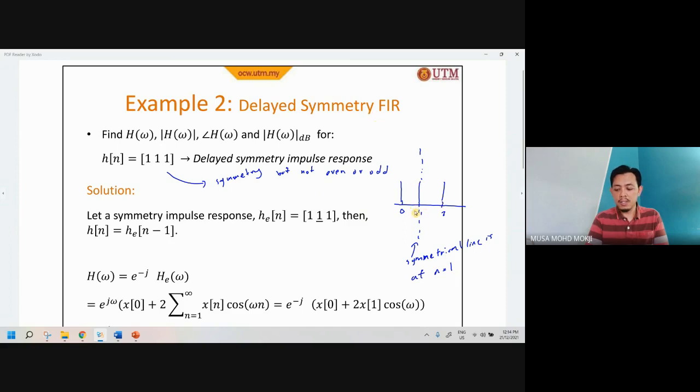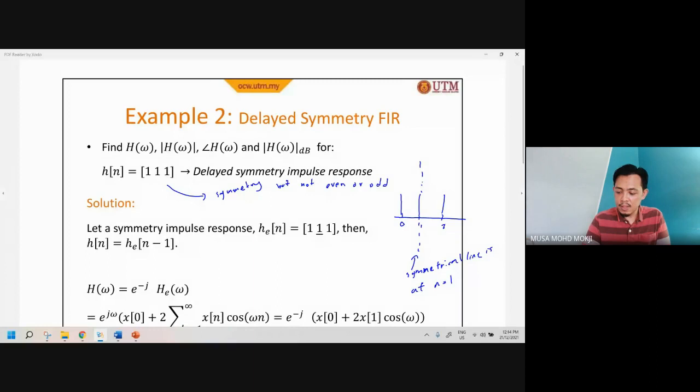Originally, if it is even, so this is even, this to this, we have delayed the signal. How much? By one sample. So if you have an even signal, this one is actually a delayed version of it, a signal delayed by one sample.